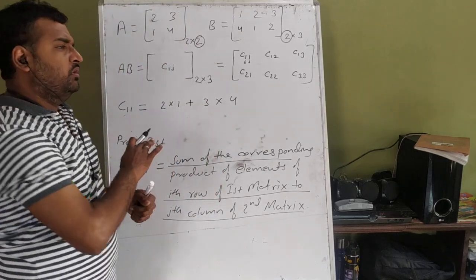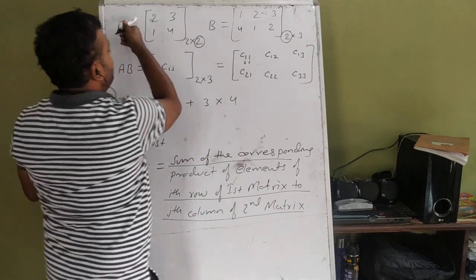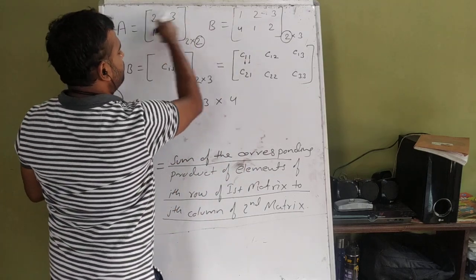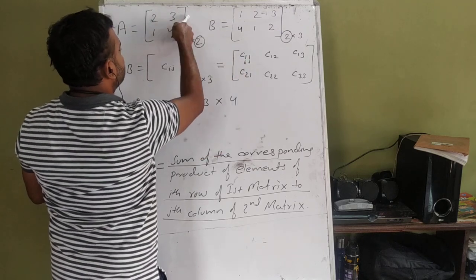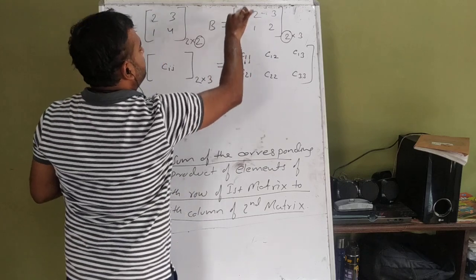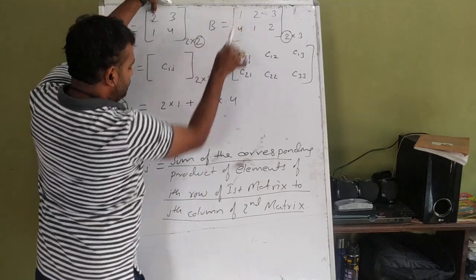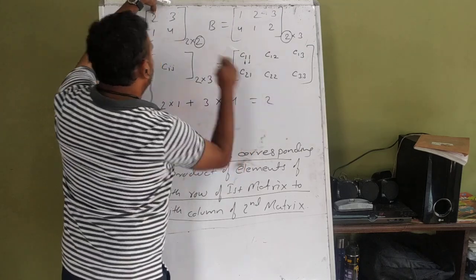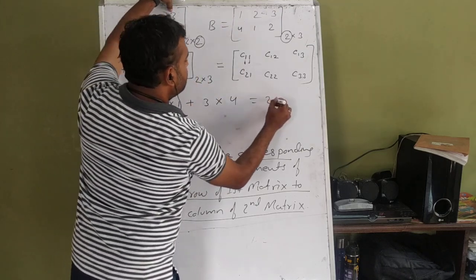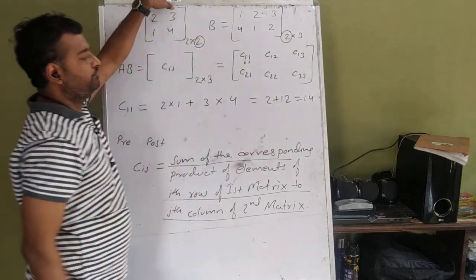In general form, if you are taking the first row of the first matrix, then you take the first column of the second matrix. So you write 2 into 1, that is equal to 2, and 3 into 4, that is equal to 12. And 12 plus 2 equals 14.